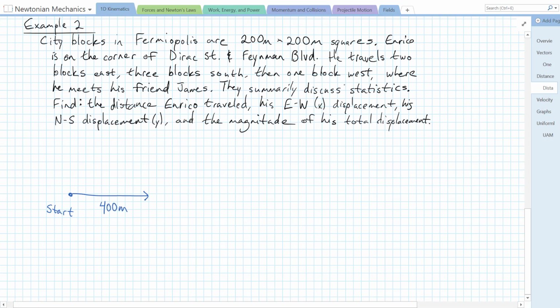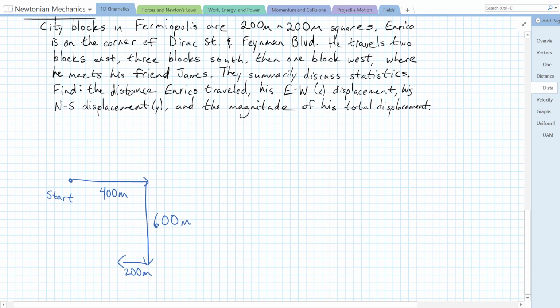2 blocks east, then 3 blocks south, 1, 2, 3. 3 blocks is going to be 600 meters. Then 1 block west. That's going to be 200 meters. And that's the motion. We need to find his x displacement, his y displacement, and his overall displacement, and the distance traveled. Well, let's start with the distance, because that's the easiest.